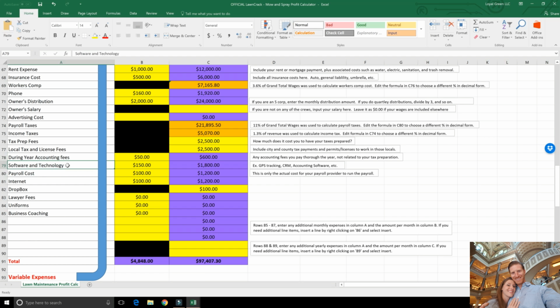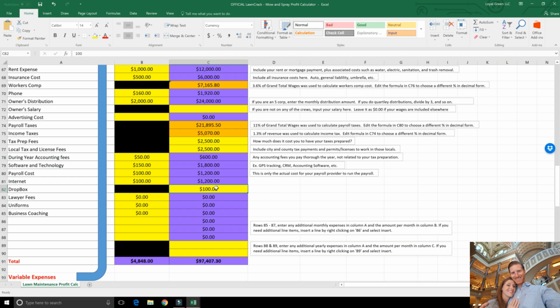Software and technology, this is going to be Service Autopilot. We use Wufoo forms to collect quote requests and do our pre-trip DOT inspections. And then I have SA linked with QuickBooks and my bank linked with QuickBooks. So total in software and technology, I'm at $150 a month, $1,800 a year. Payroll costs roughly $1,200 a year. Internet roughly $1,200 a year.